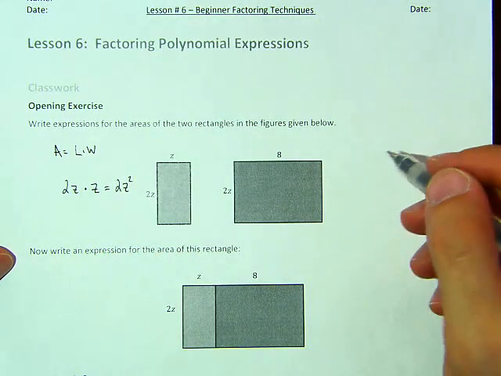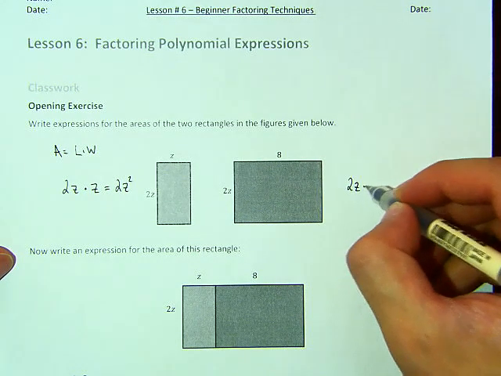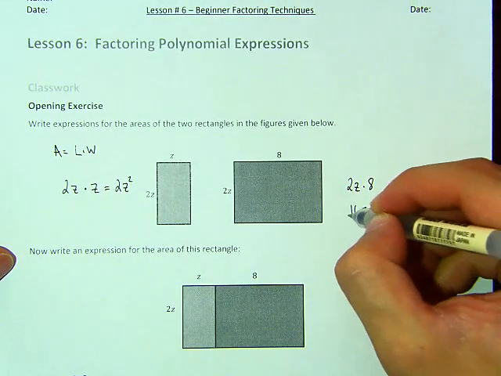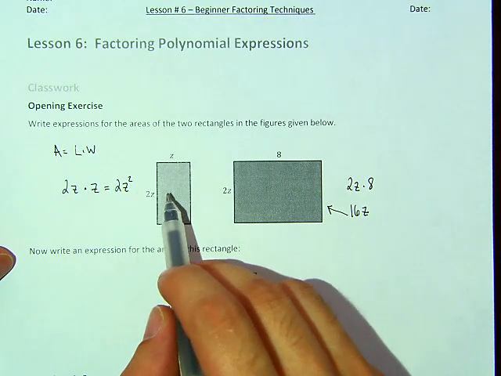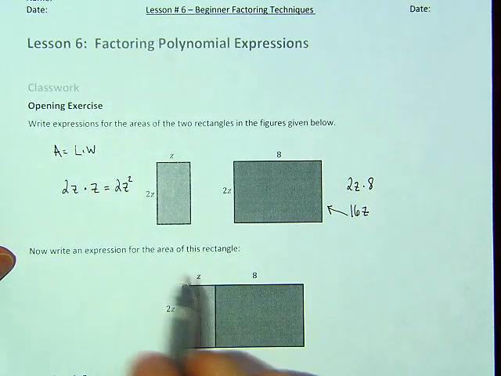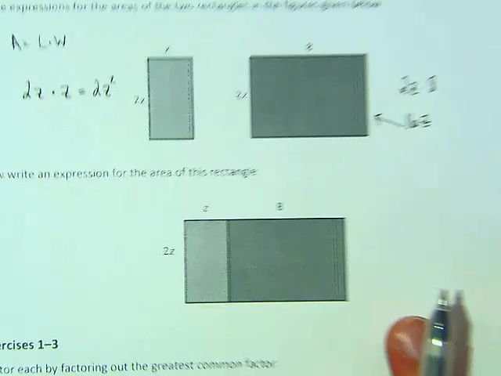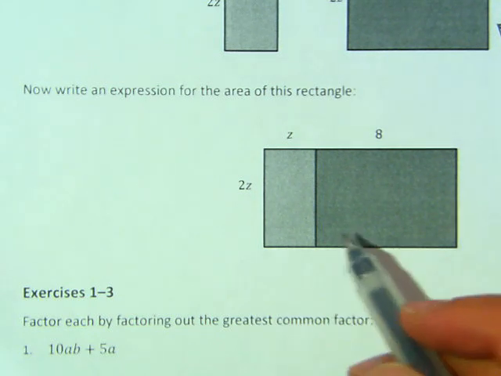Pause the video and try and do this one. But very simply, it should just be 2z times 8. And that's just 16z, okay? So the area for this one is 16z, and the area for this one is 2z squared. What I want you to do is take your time and try and find the area for this rectangle over here. How would you find it?